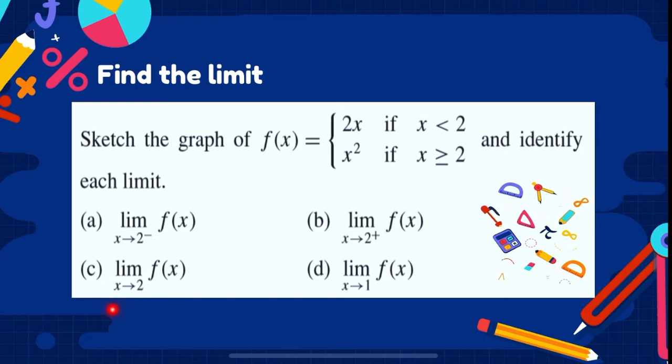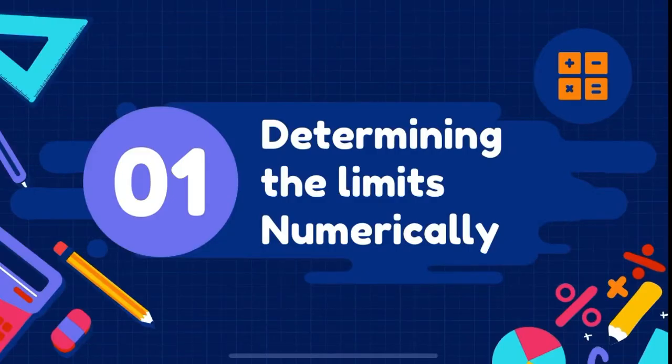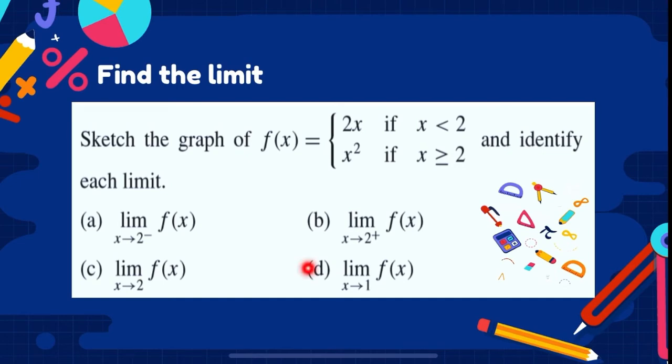Let's take C now. So we have to find f of x when x approaches 2 exactly. To find this, we'll have to look at it from the left side and right side, since we already solved for them. So as we said, when x approaches 2 from the left side, it's equal to 4, and when x approaches 2 from the right side, it's also equal to 4. So as both of them are 4, f of x when x approaches 2 is also 4.